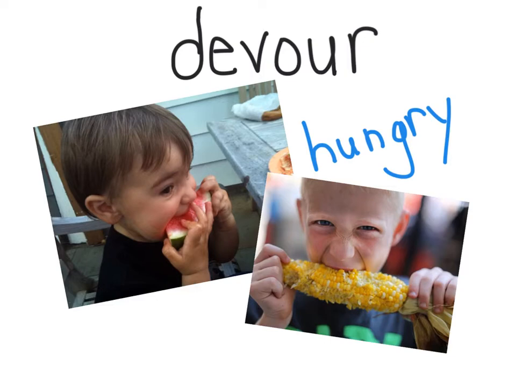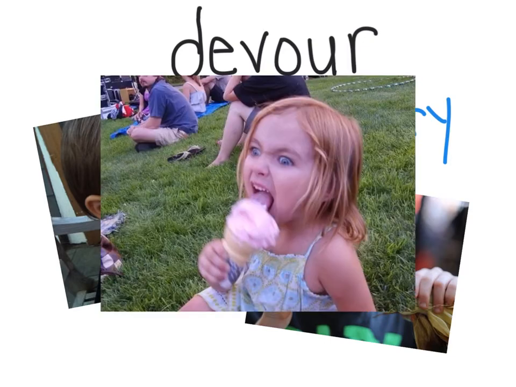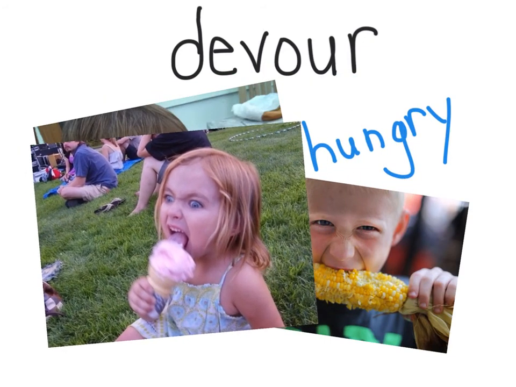And in this last picture, I love this one. This little girl is about to devour some ice cream. She's got a pretty serious look on her face. That ice cream must taste really good. She's going to devour it. She's going to eat it all up. She must be super hungry. Think of a time you were super hungry and you couldn't wait to devour something.